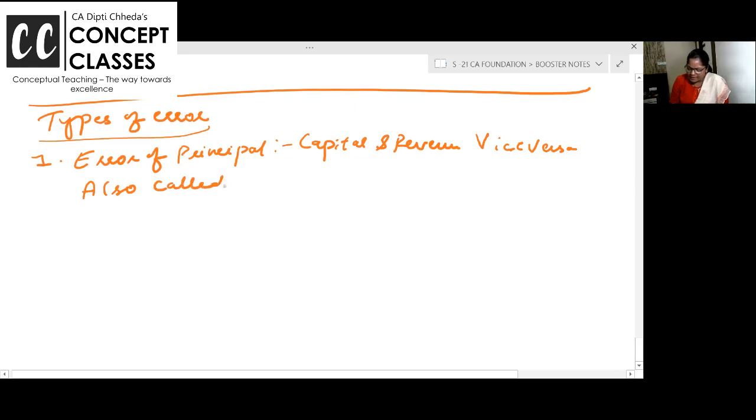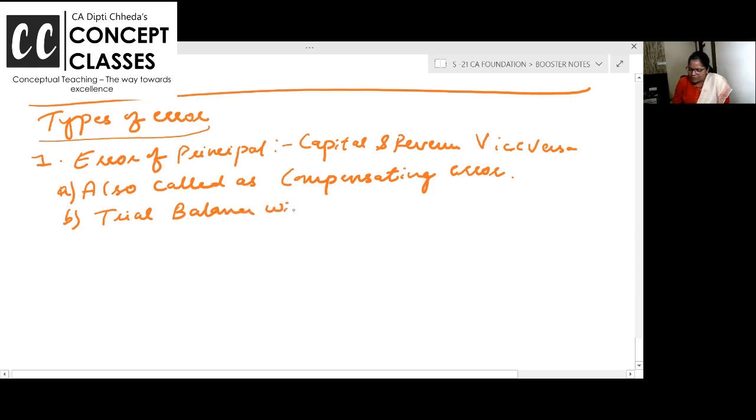Also called compensating error. कुछ ना कुछ तो tally हो गया ना. I'll not write anything. Tomorrow's class will start directly with the problems. So enjoy this. Writing: capital and revenue vice versa, also called compensating error. That is one feature, and trial balance will tally.